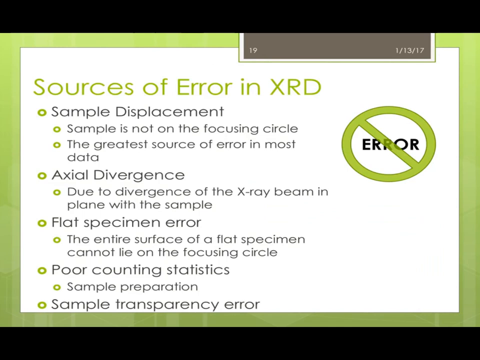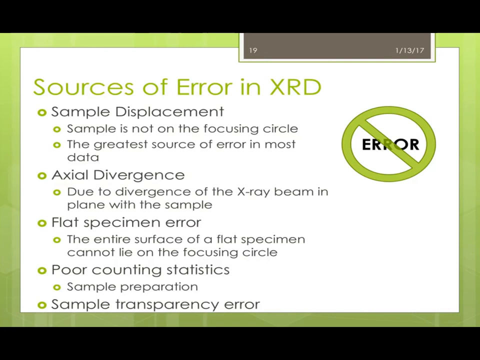There are a few very common sources of error when collecting data from XRD, and many of them can be easily avoided. The most common of all is sample displacement. This means that the sample is not in the correct place, and it's not in the focus of the X-ray tube or the detector. So just put your sample where it's supposed to be. Easy fix. Axial divergence can be minimized with the primary and secondary optics, but if the X-ray is out of place with the sample, it can cause divergence.